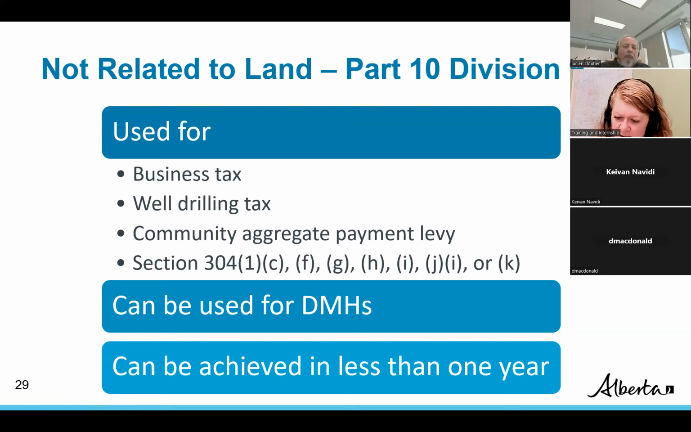All right, so I'll just, like I said, do a high level overview of it. Tax under this division is defined under section 437 as a business tax, well drilling tax, community aggregate payment levy, and those items identified in the multiple subsections in section 304 that are shown on this slide. This includes things like machinery and equipment, linear property, crown leases, improvements on non-assessed property, etc.